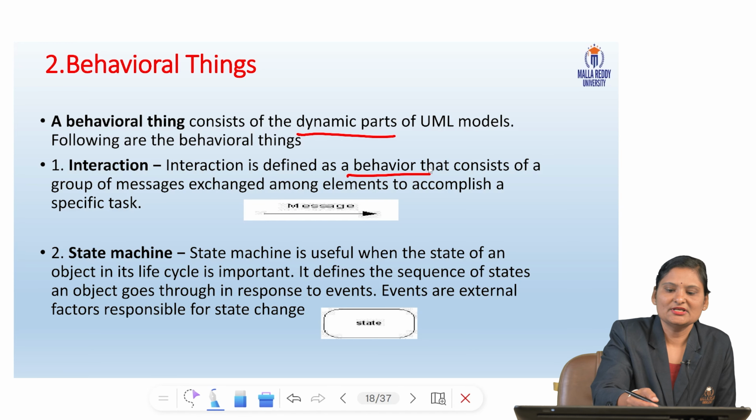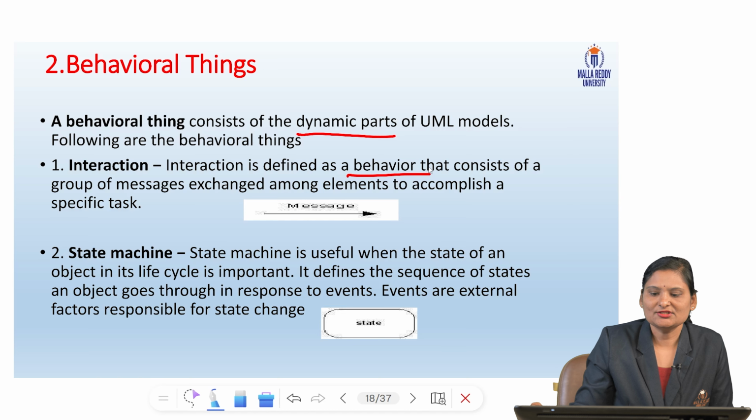The next one is state machine. It is useful when the state of an object in its life cycle is important. It defines a sequence of states an object goes through in response to events. Events are external factors responsible for state change. You can see the notation we are using to represent a state here.